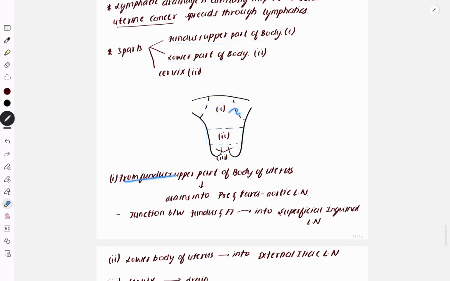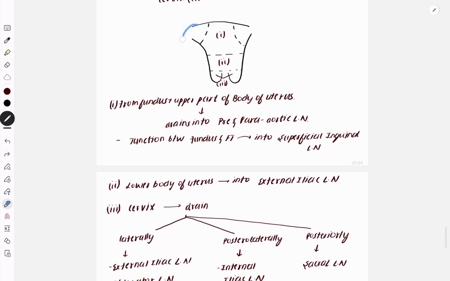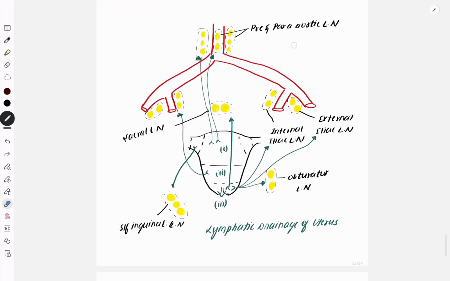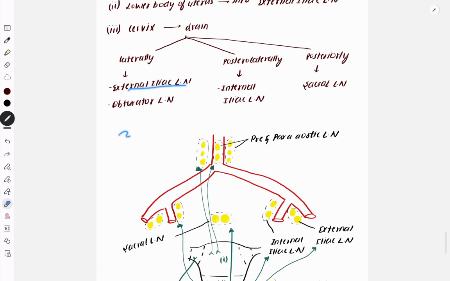The first part, the fundus as well as the upper part of the body of uterus, drains into the pre and para-aortic lymph nodes, while the junction between the fundus and the fallopian tube drains into the superficial inguinal lymph nodes. The second part, the lower body of the uterus, drains directly into the external iliac lymph nodes. The third part, the cervix, drains into three different lymph nodes. Laterally it drains into the external iliac and obturator lymph nodes, posterolaterally into the internal iliac lymph nodes, and posteriorly into the sacral lymph nodes.